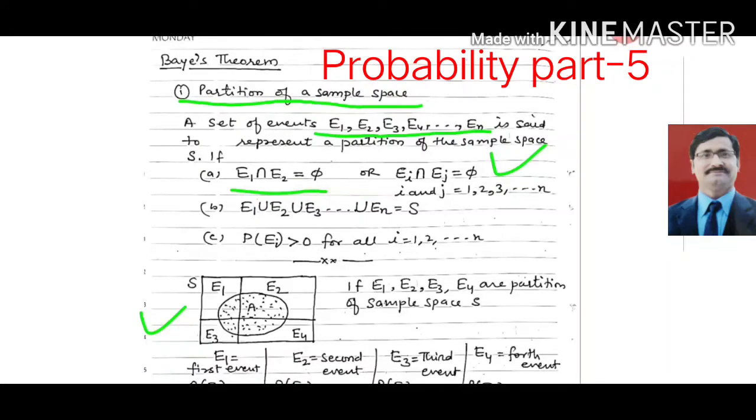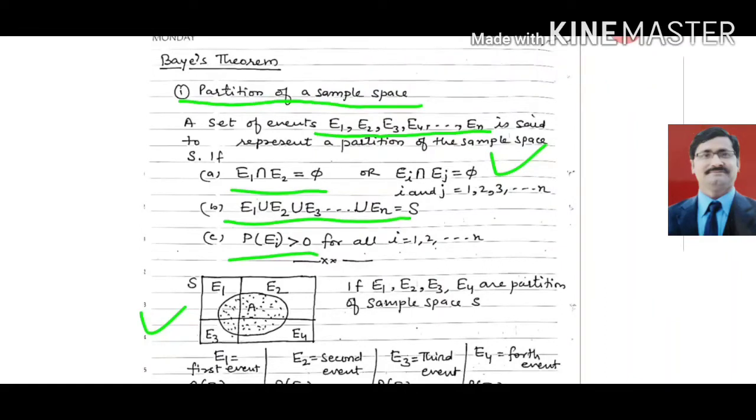Now if you take the union of all these events, E1 union E2 union E3 up to union En, you get S, the total sample space. And the third condition is that the probability of every event should be greater than 0. So there are 3 conditions for the partition: every event should be disjoint; second, the union of all the events will be equal to the sample space; and the probability of every event is greater than 0. This is the partition.